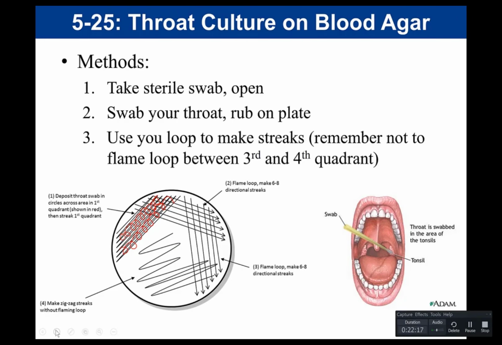Those were just to give you some examples. But you do want to understand blood hemolysis, the breakdown of red blood cells, and we'll talk about that in a minute.